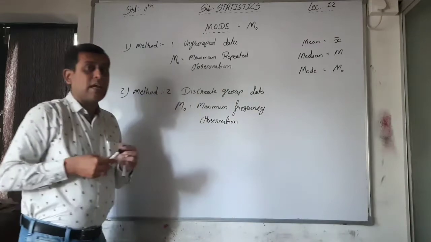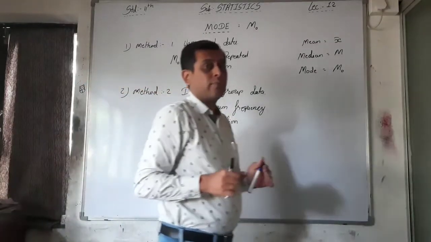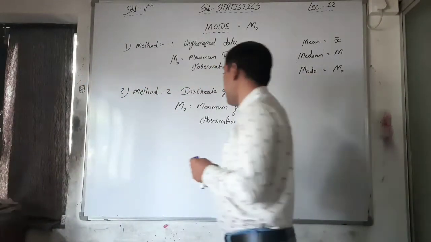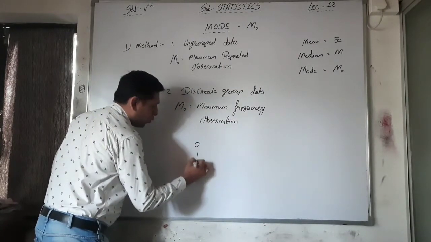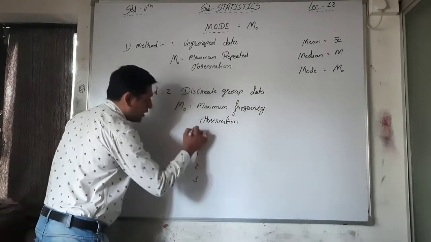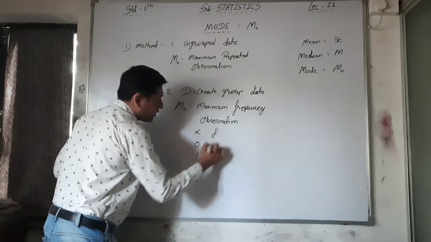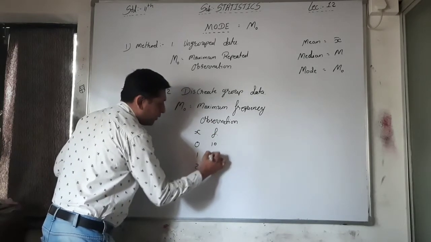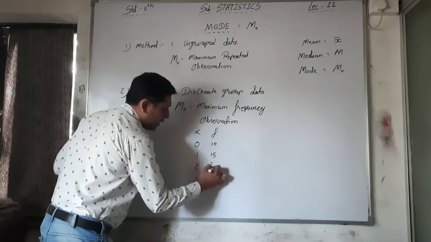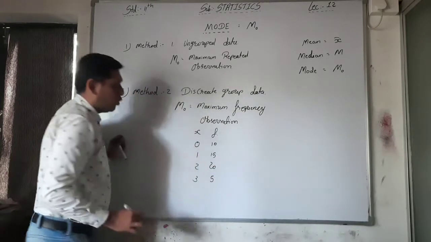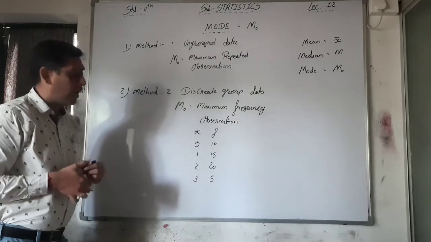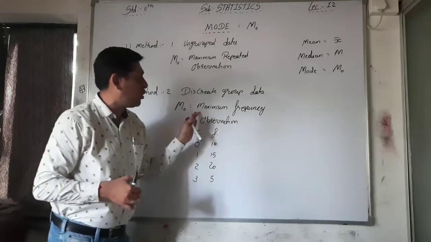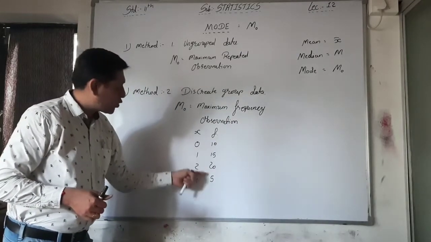The highest frequency observation, right? Here I'll give you an example: 0, 1, 2 and 3 are your X, and the frequencies are 10, 15, 20 and 5. You first have to find the highest, or maximum, frequency. Which one is that?